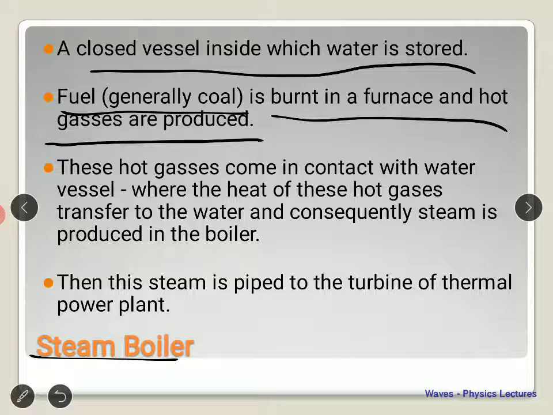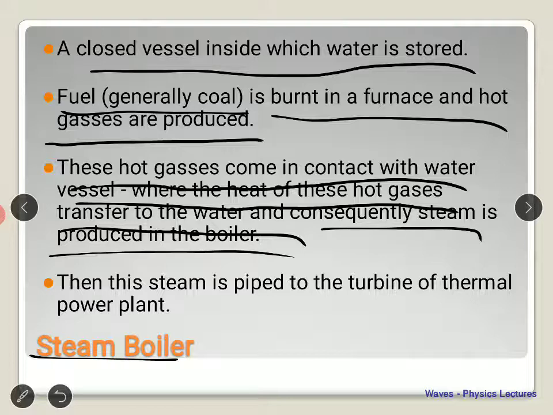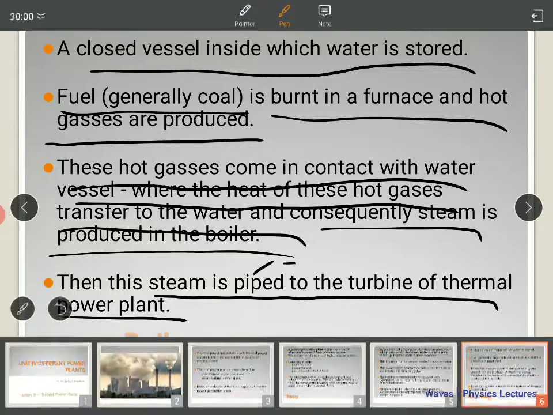And then we have water inside it, which basically heats up and produces the steam. These hot gases come in contact with the water vessel, where the heat of the hot gases transfers to the water, and consequently the steam is produced in the boiler. Very much self-explanatory, I think it's very simple to understand, and that is what a steam boiler is all about. Now this steam is piped to the turbine of the thermal power plant. We basically provide a direction, that is why we call it piped.